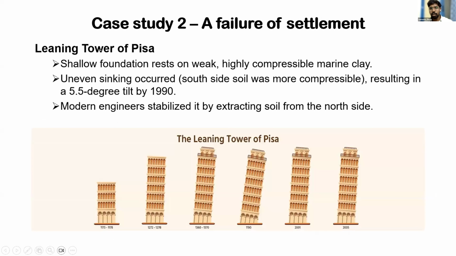Now, case 2. As we well know, the Leaning Tower of Pisa is a failure of settlement. The focus is on shallow foundations in weak and highly compressible marine clays. By 1990, it was tilted up to 5.5 degrees, and uneven settlement occurred. After that, the engineers stabilized it by carefully extracting soil from the north side to pull it back towards the center.